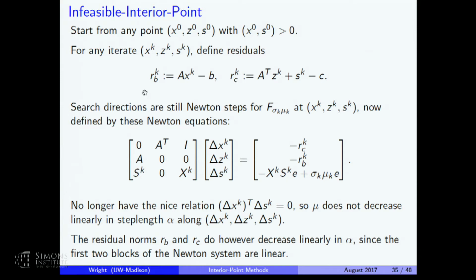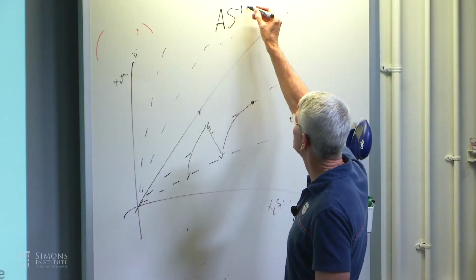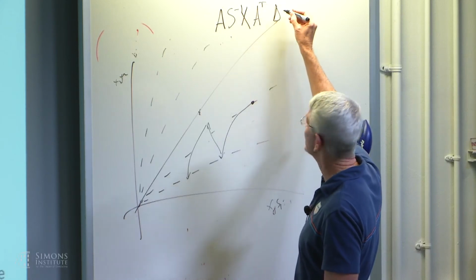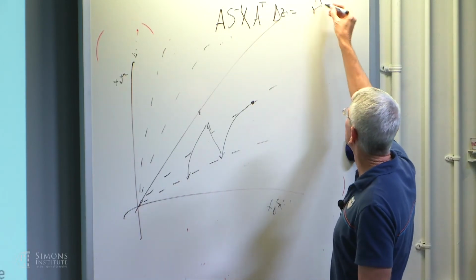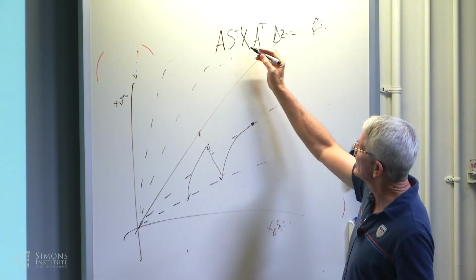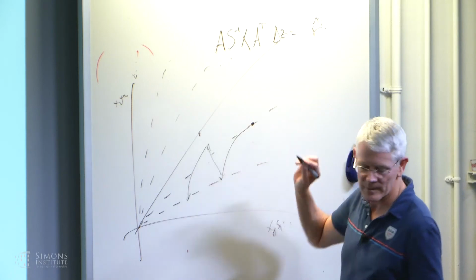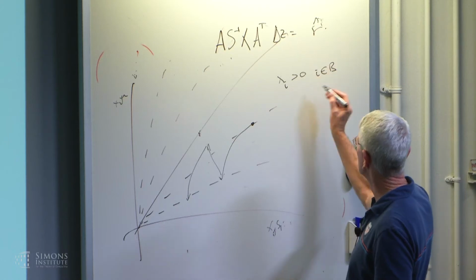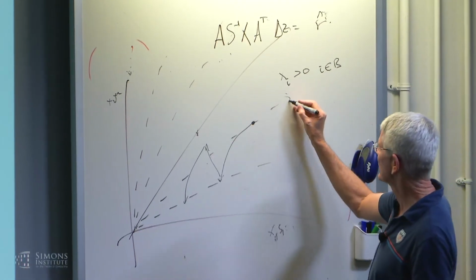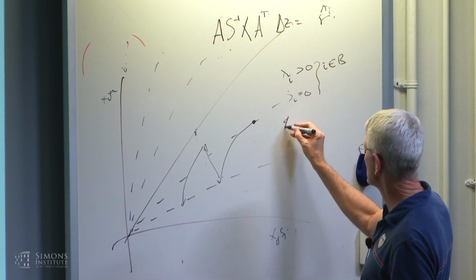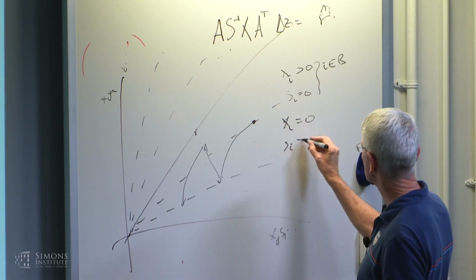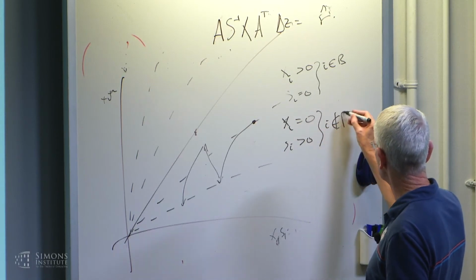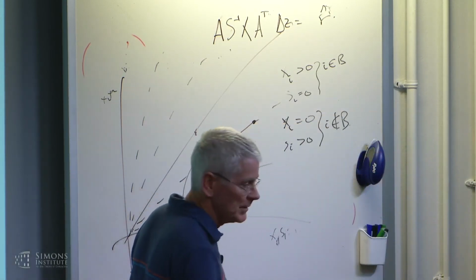Even when you go to the highly compressed form. In the highly compressed form, the linear system that you solve is A times S inverse X times A transpose times delta Z equals something on the right-hand side. So if you've got exactly the right number of basic elements, that means at the solution you've got xi positive for i belonging to the basis, and there are exactly m of these, and si is equal to 0. And for the non-basic set it's the other way around. And that's for the optimal solution.